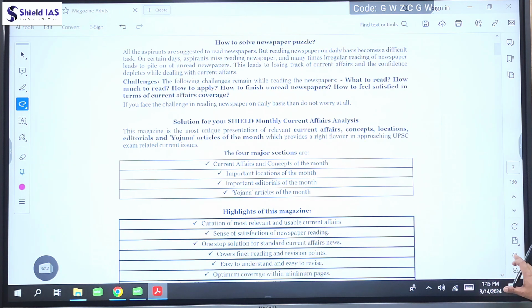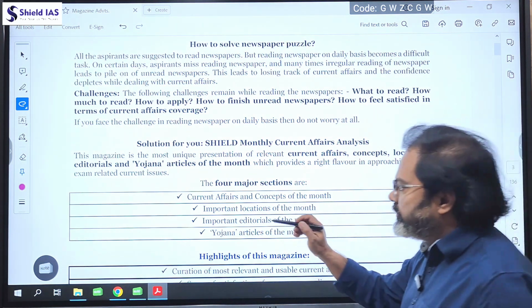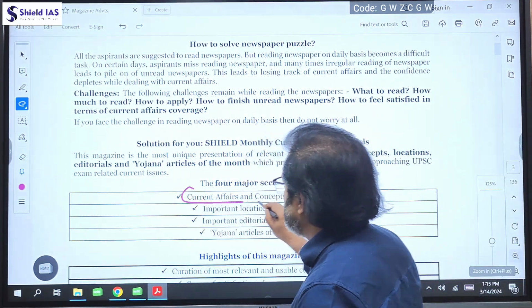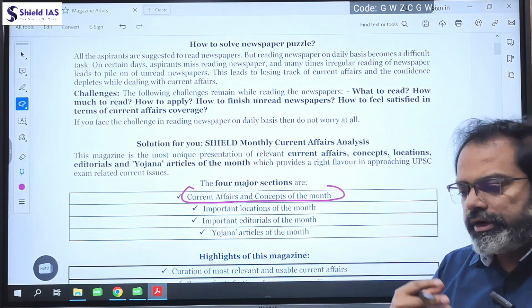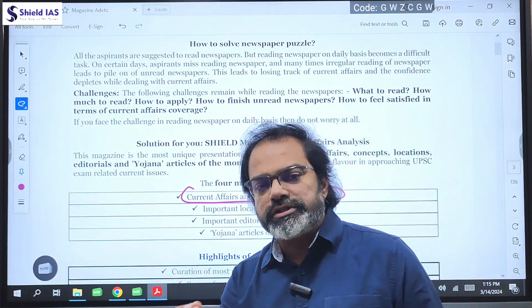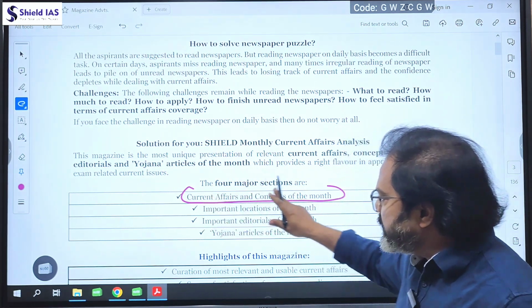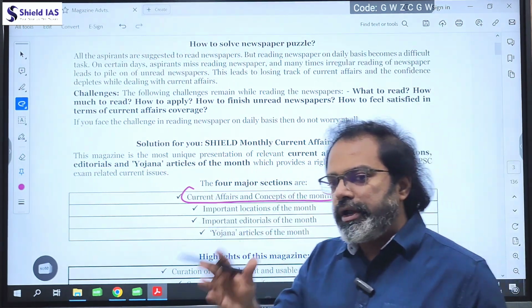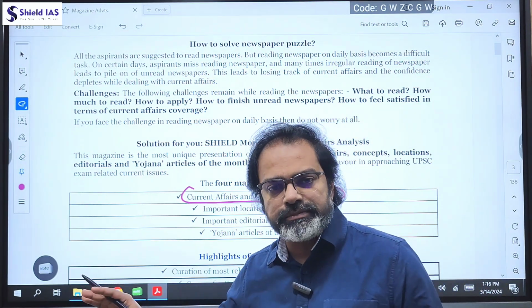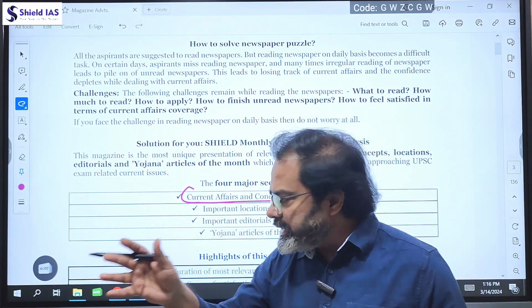Now, four major sections. Let's see those sections. So, the first section is current affairs and concepts of the month: important current affairs of the month and related concepts. By reading current affairs and concepts, you build both your prelims part as well as the mains part, current affairs both for prelims and mains.